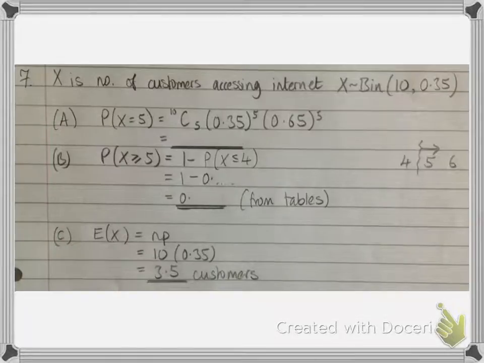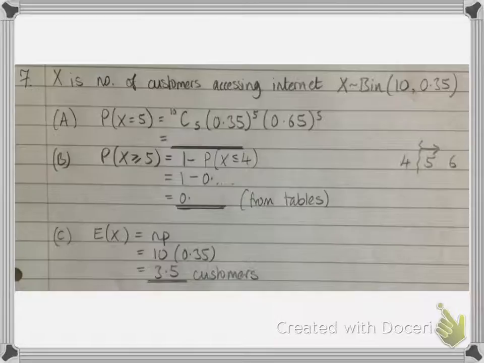So in the first part, we have a binomial distribution. We have n is 10 and p is 0.35. And we're looking first of all for the probability that there are 5 customers accessing the internet. So probability x equals 5. We just use the nCr formula. So 10C5, 0.35 to the 5, 0.65 to the 5, and you can work that out on your calculator.